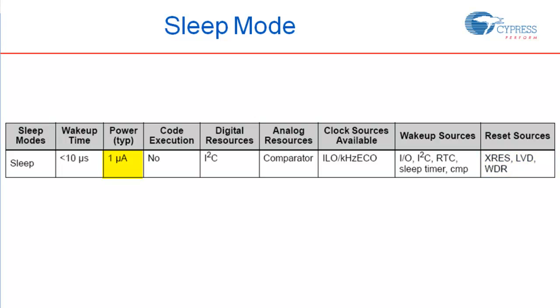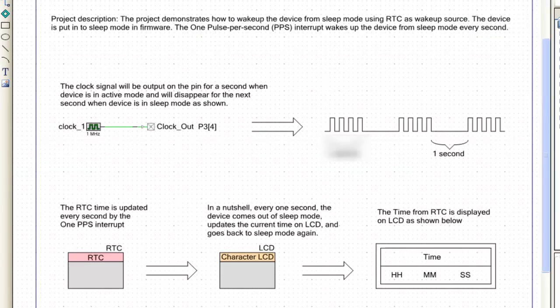The current consumption of the PSoC3 device during sleep mode is measured to be 1 microampere. The time required for the device to wake up from sleep is measured to be 10 microseconds. At wake-up, the system activates all devices and configuration that was present during active mode and begins executing code in the active mode. The project demonstrates how to enter the sleep mode and wake up the device from sleep mode using real-time clock as the wake-up source.